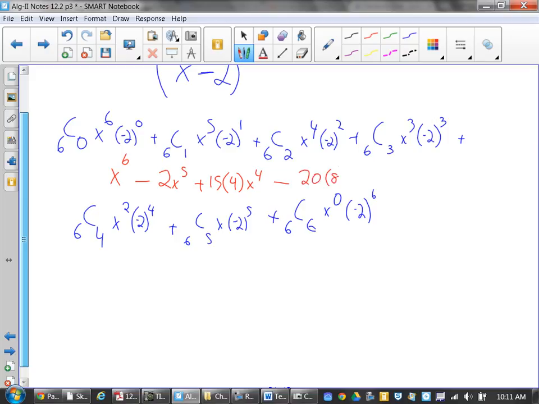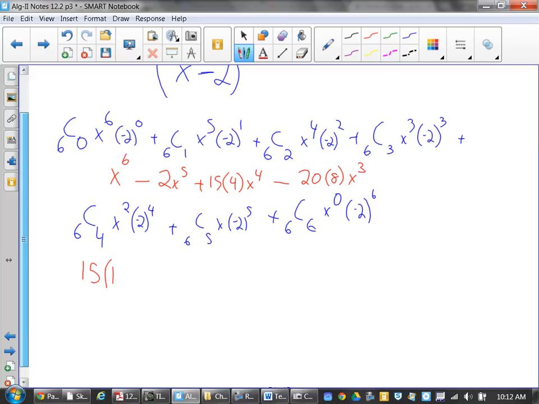So 20 times... Here's how I did it in my head. It's negative, 6, 5, 4 over 3, 2, 1, and those drop and these come down. And then you wind up with negative 1. 6 choose 4 would be 15, times 16.